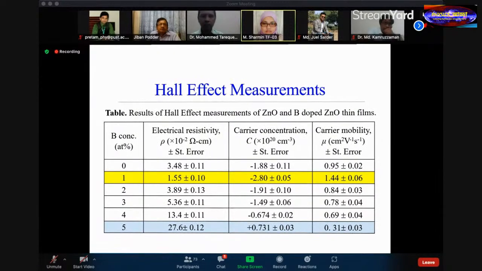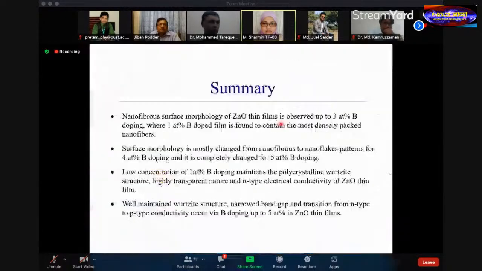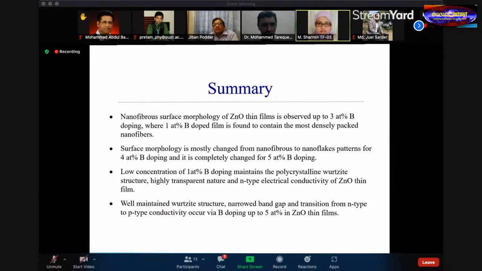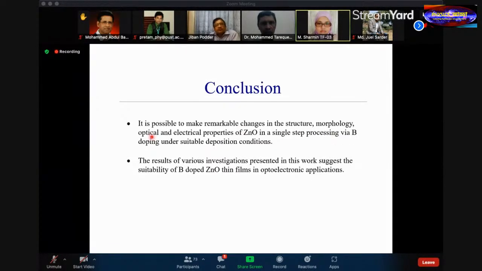So in summary, you can say the nanofibrous surface morphology of the zinc oxide thin film is observed up to 3 atomic %, where the 1 atomic % boron doped thin film is found to contain the most densely packed nanofibers. It completely disappeared at 5 atomic %. Low concentration, 1 atomic % boron doping maintains the polycrystalline wurtzite structure, and highly transparent nature and n-type electrical conductivity of the film were observed, whereas at 5 atomic % a narrowed band gap and n- to p-type conductivity reversal were found. So it is possible to make remarkable changes in the structure, morphology, and optical and electrical properties of zinc oxide in single-step processing via boron doping under suitable deposition conditions. The results of various investigations presented in this work suggest the suitability of this material in optoelectronic devices.